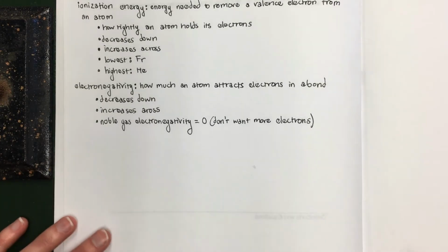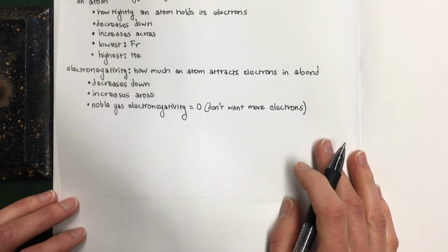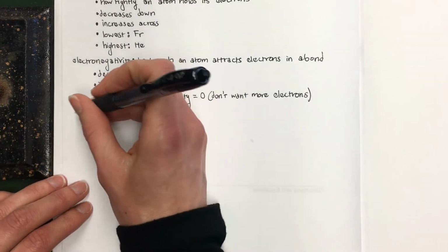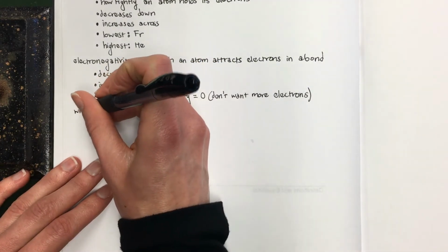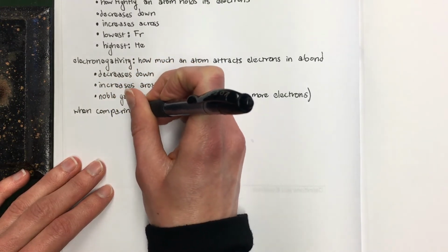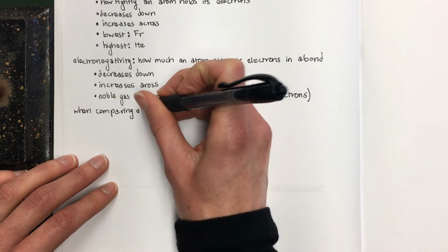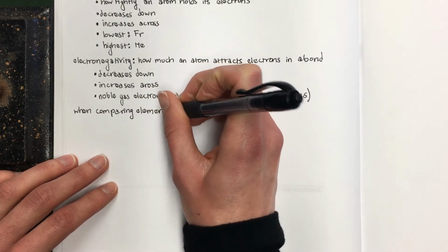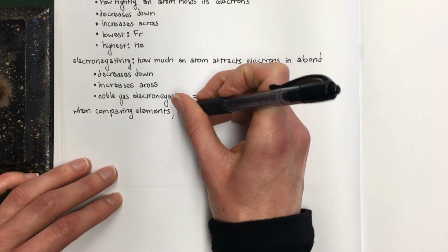One more thing that you need to know, and then I'm going to show you a couple of examples. So when you're comparing elements, which is what we're going to do now, going down has a greater effect than going across.